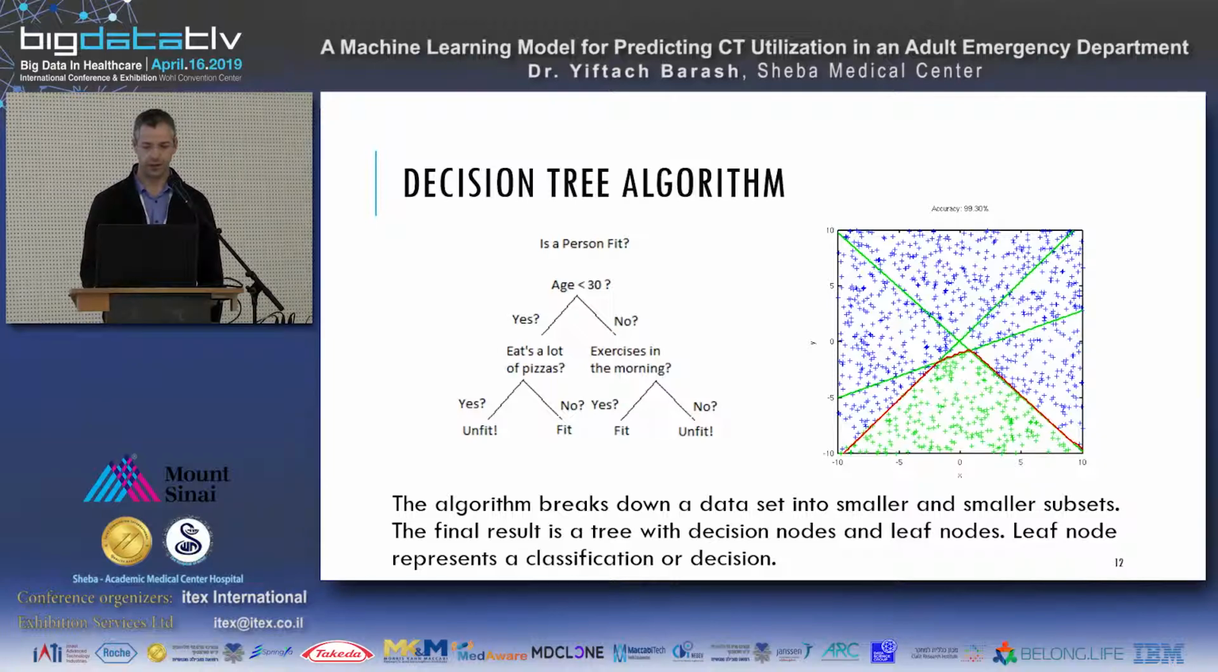Now I would like to present the algorithm we've used and its concept. We first need to take a quick look at the basic model that the algorithm we have used is based on, which is the decision tree algorithm. The algorithm breaks down the data into smaller and smaller subsets, and the final result is a tree with decision nodes and leaf nodes. The leaf nodes represent a classification or decision, and the topmost decision node in the tree corresponds to the best predictor, and it's called the root node.